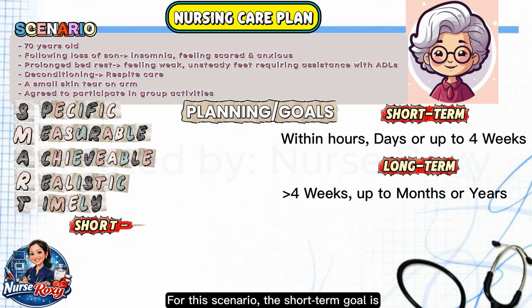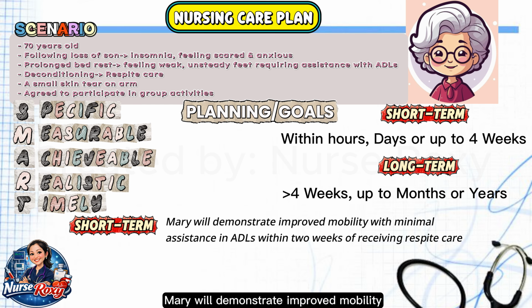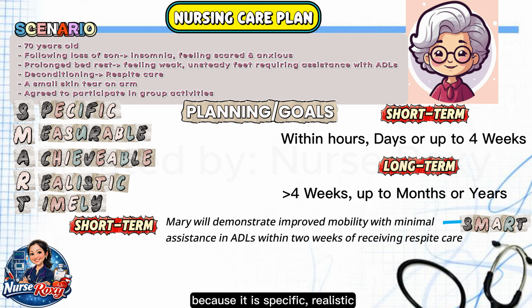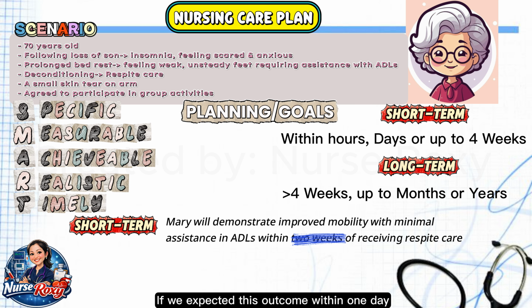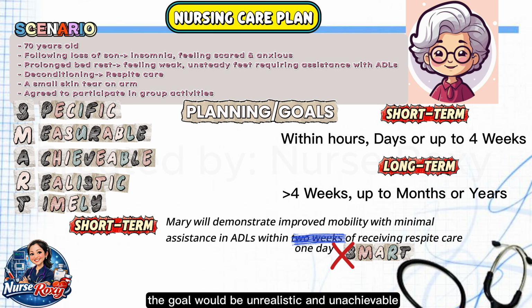For this scenario, the short-term goal is Mary will demonstrate improved mobility with minimal assistance in ADLs within 2 weeks of receiving respite care. This goal follows the SMART framework because it is specific, realistic, achievable within the 2-week time frame, and measurable through the patient's level of independence, gait, and mobility. If we expected this outcome within 1 day, the goal would be unrealistic and unachievable.